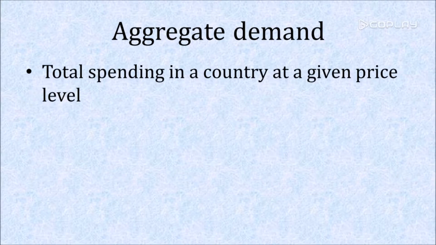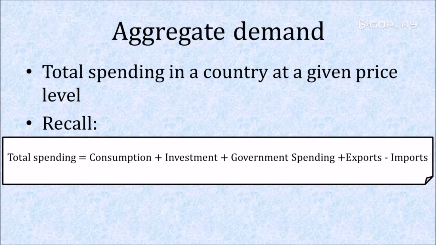Aggregate demand is the total spending in a country at a given price level. Recall that four expenditure components make up the aggregate demand. They are consumption, investment, government spending, and export less import.